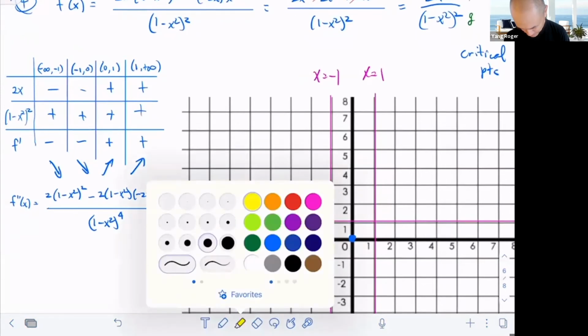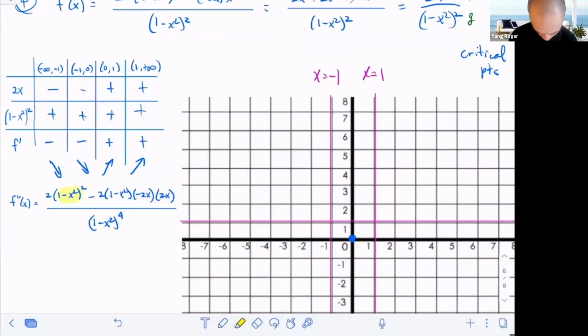I noticed that I have a 1 minus x squared and a 1 minus x squared there. So I can pull that out, right? So I pull that out and I'm going to get what? I get 1 minus x squared, and that's going to cancel with one of the 1 minus x squareds on the bottom. Okay, so then what do we have left? Well, there was still a 1 minus x squared left there.